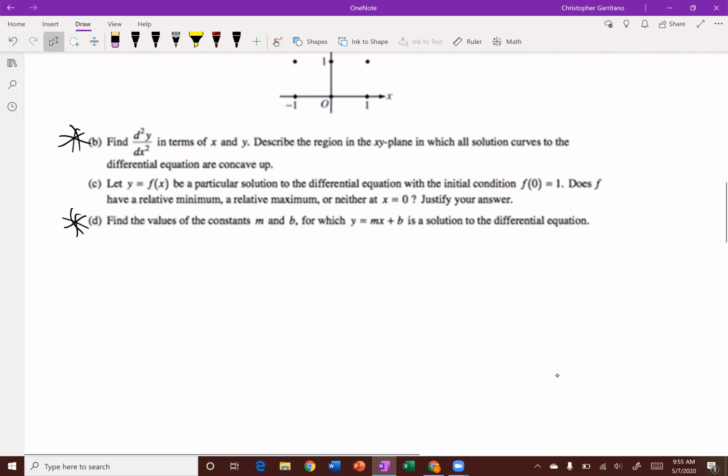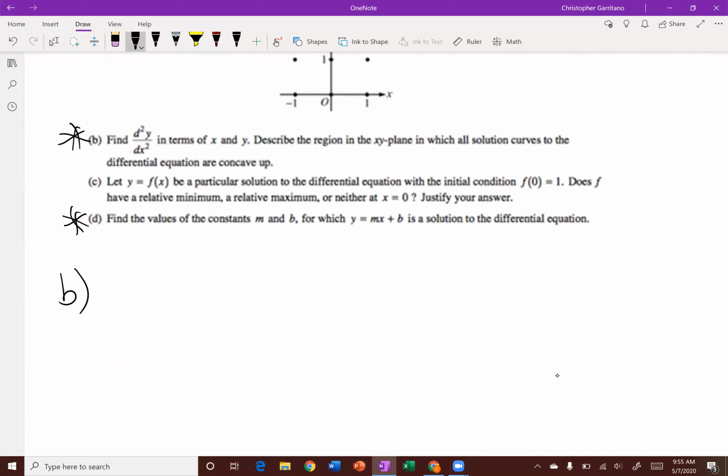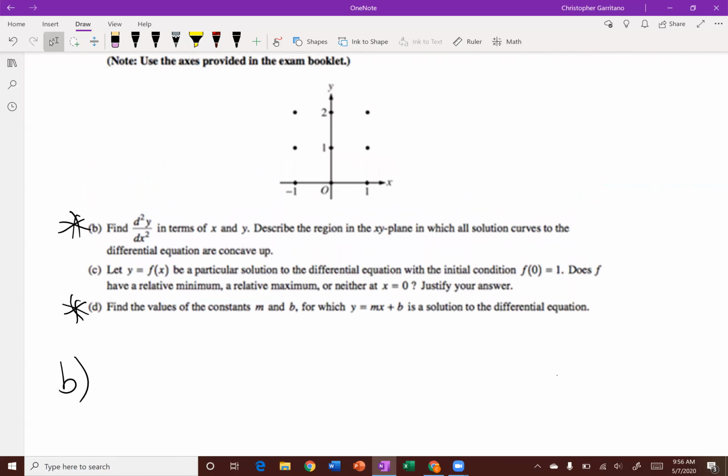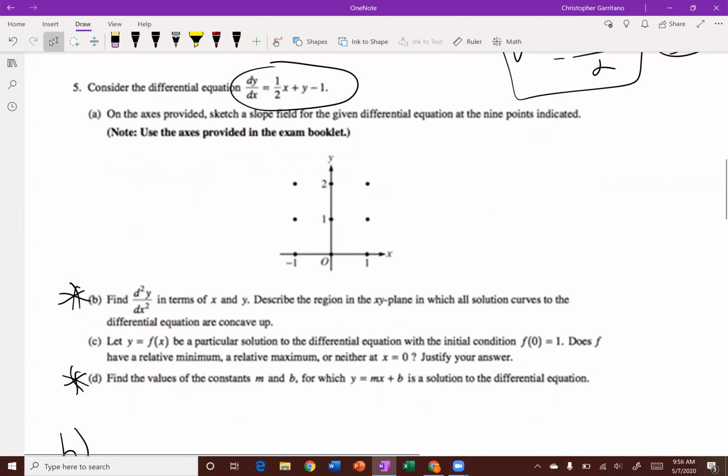Part B asks us, though, to find the second derivative. Remember, the second derivative is basically like a concavity generating expression or function. So the second derivative is always going to, or typically going to be followed by some question about concavity. In this case, we're asked to find the second derivative, and then we're asked to describe the region such that all the solution curves are concave up. So let's start with just finding the second derivative, and then we'll get into the whole concave up part.